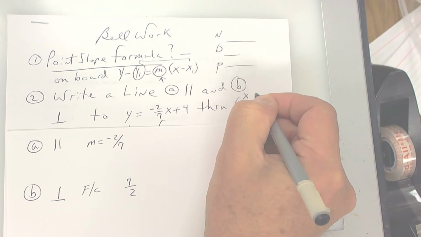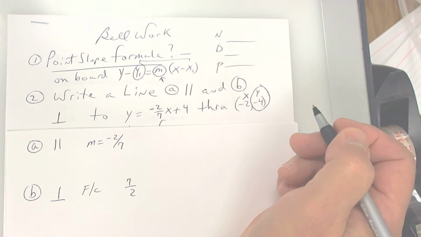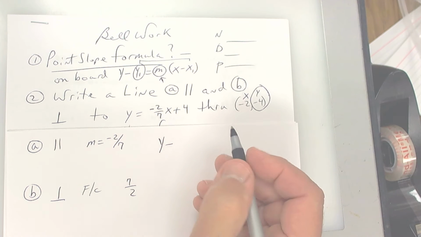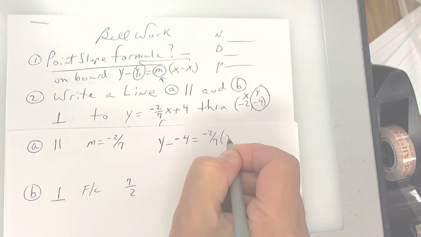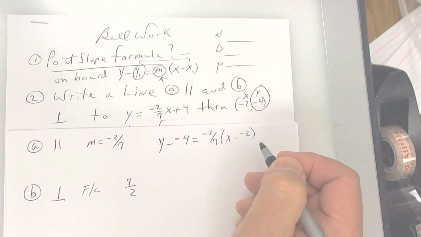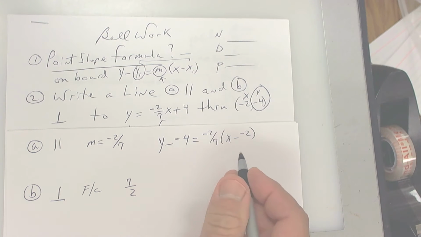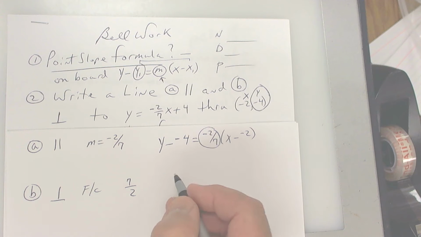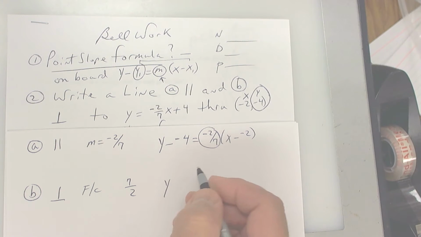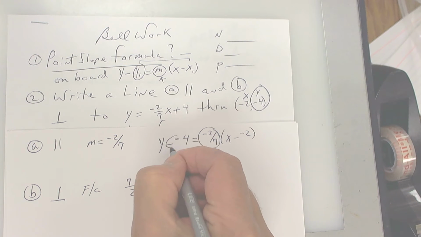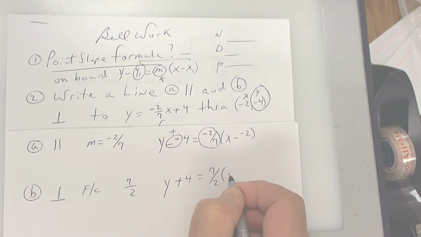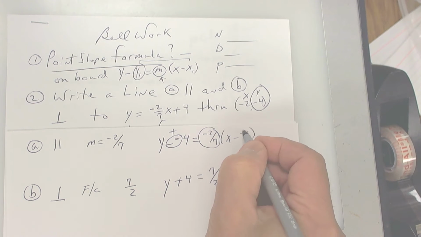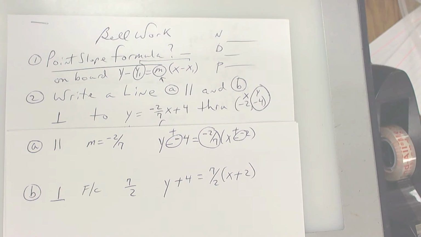This is your x. This is your y. Remember, you use your y first. So it's going to be y minus your y equals your slope, and then x minus your x. And then over here, it's the same thing, except the slope changes. So it's going to be y plus 4 equals 7 over 2, and then x plus 2. And then you're done. Okay, that's it.